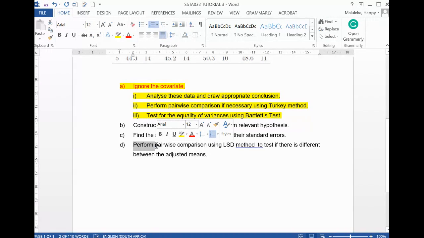This is chapter 7. Whenever we talk about the adjusted means, we're simply saying you adjusted the mean.